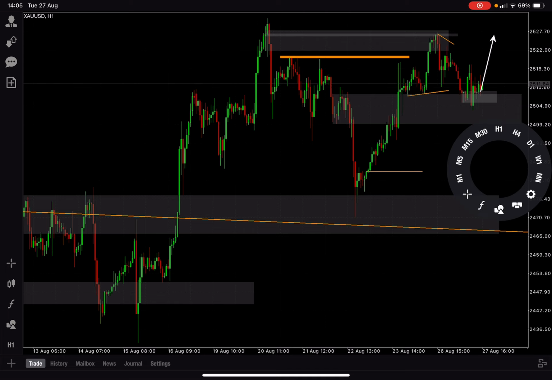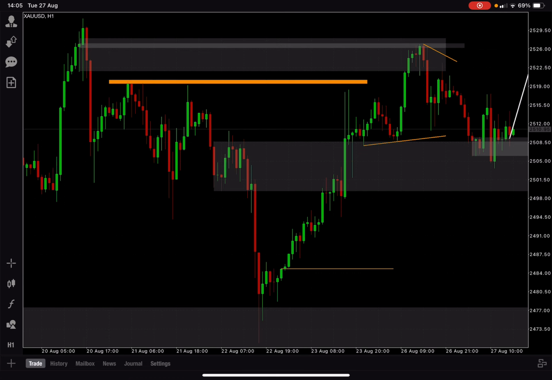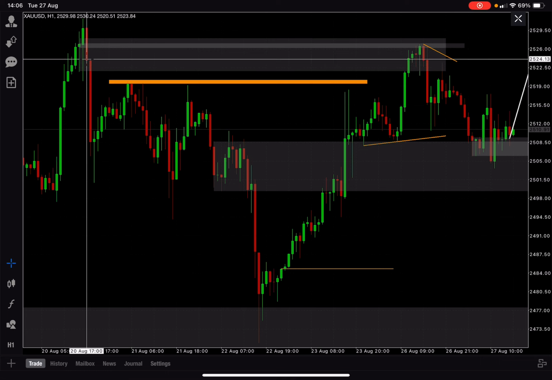And the reason for that is because price came up to this manipulation area here, which was explained in the weekly forecast.